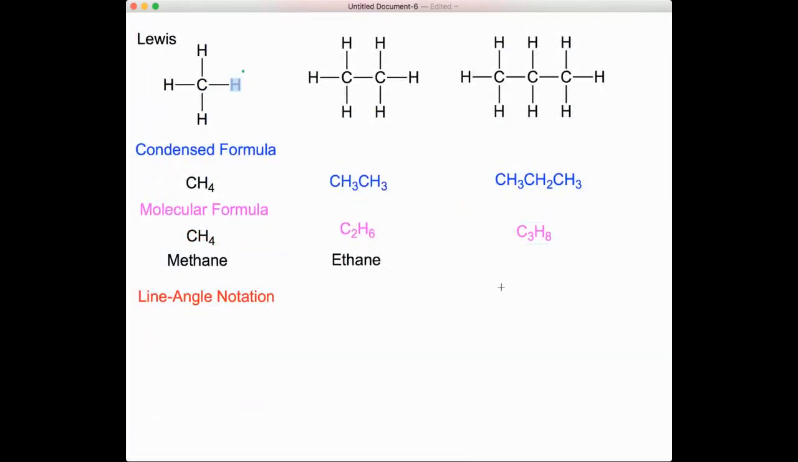Now, in this case, we are going to draw the molecules in zigzag, okay? Zigzag carbons. The name of the 3 carbon molecule is propane. I'll write it over here.